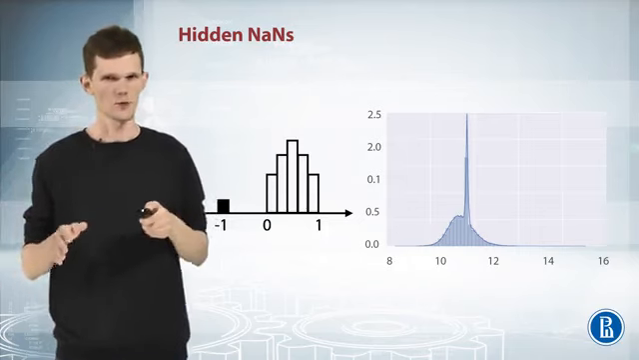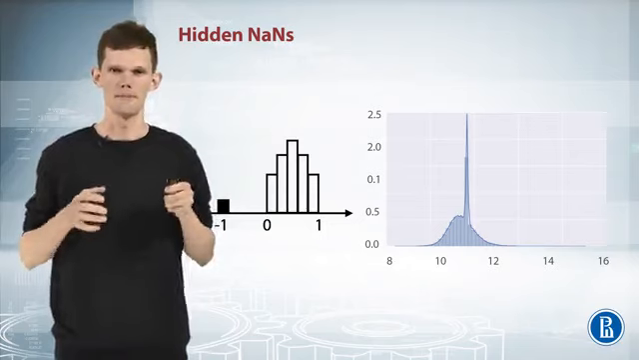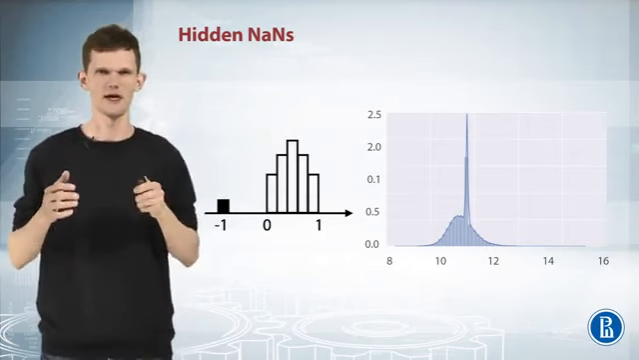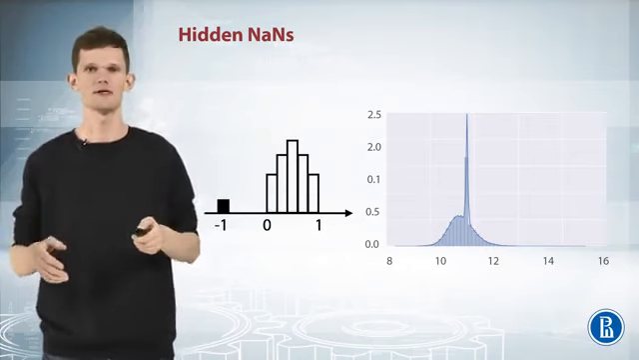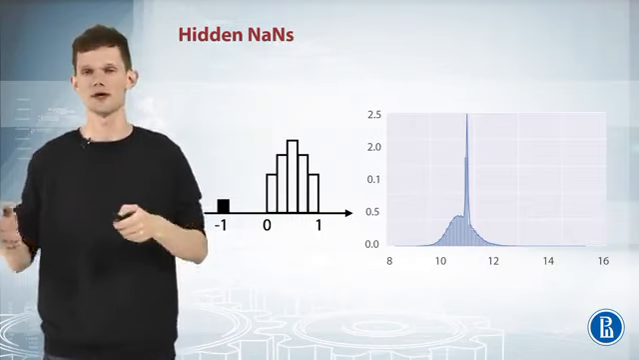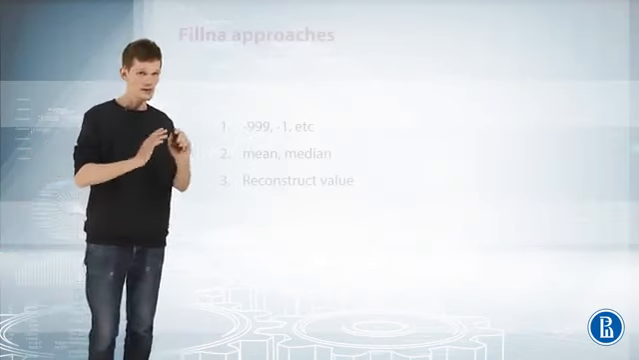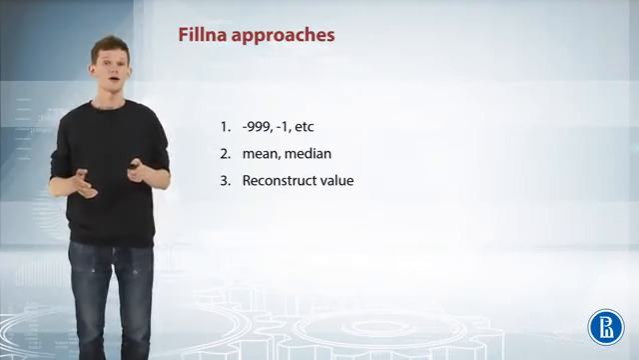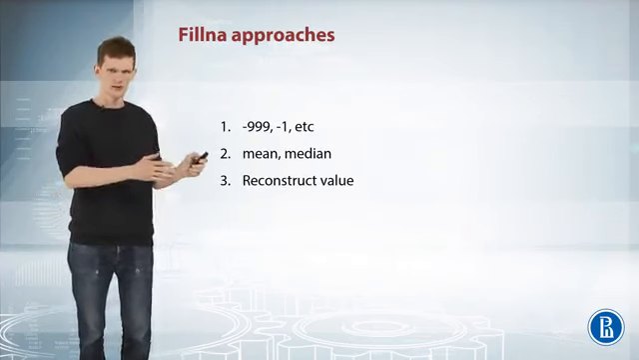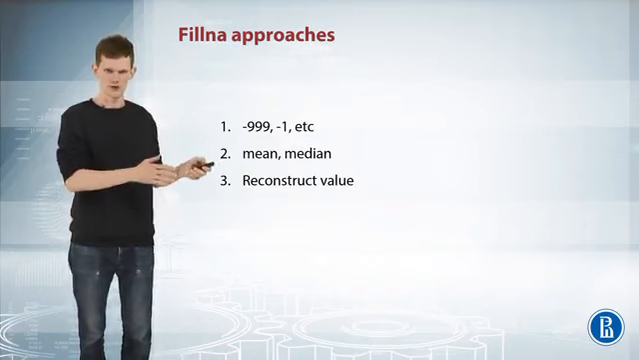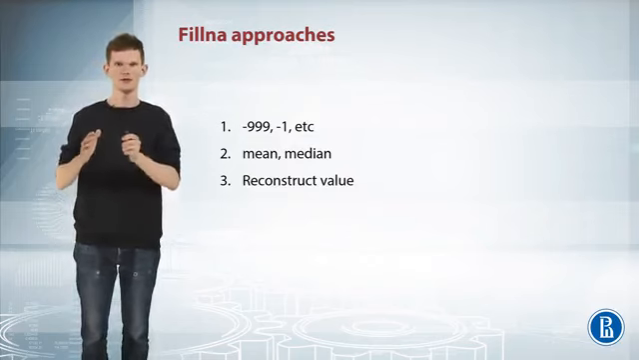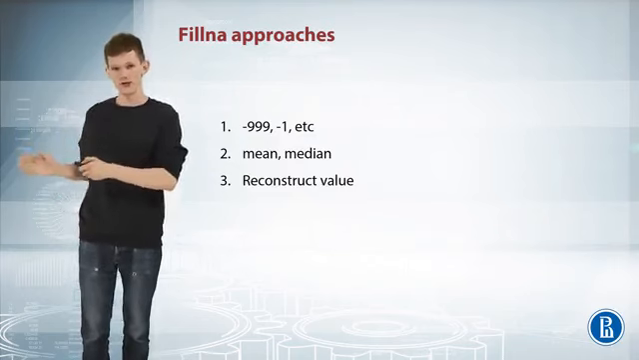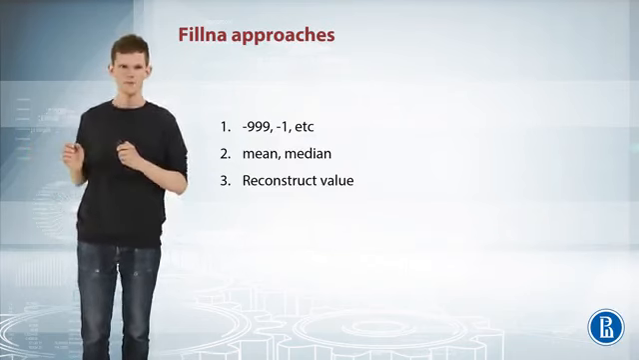Okay, on this example we just learned this. Missing values can be hidden from us, and by hidden I mean replaced by some other value beside not a number. Great, let's talk about missing value imputation. The most often examples are: first, replacing not a number with some value outside feature value range; second, replacing not a number with mean or median; and third, trying to reconstruct value somehow.